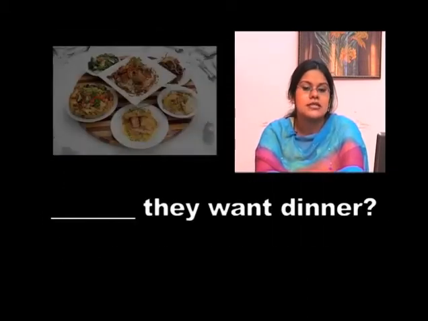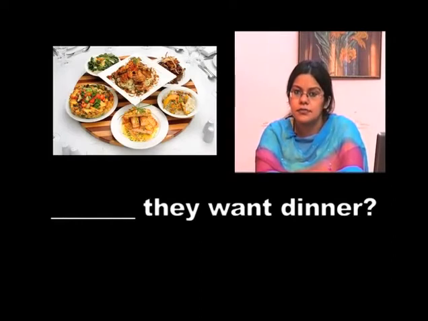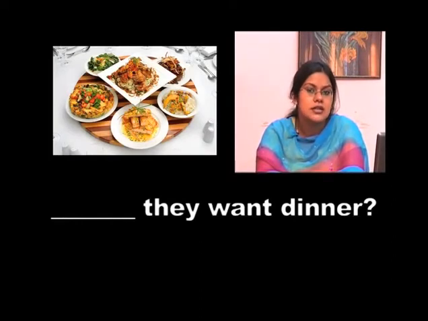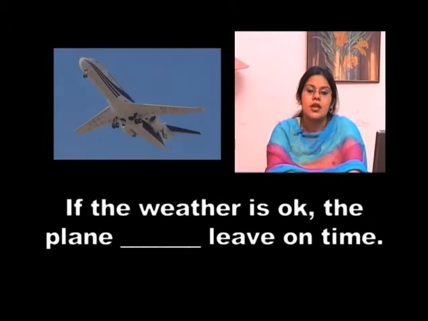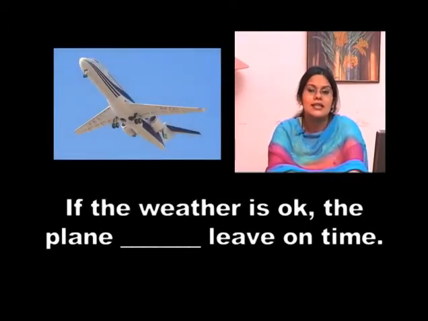Next, dash they want dinner. It's a question. Next, if the weather is okay, the plane dash leave on time. Okay, so quickly fill in the blanks with will or won't depending upon the sentence. From the sentence, it's easy to make out कहाँ will है, positive है या कहाँ negative है. So it's not a big problem for you. Done? Okay, let's check the answers.